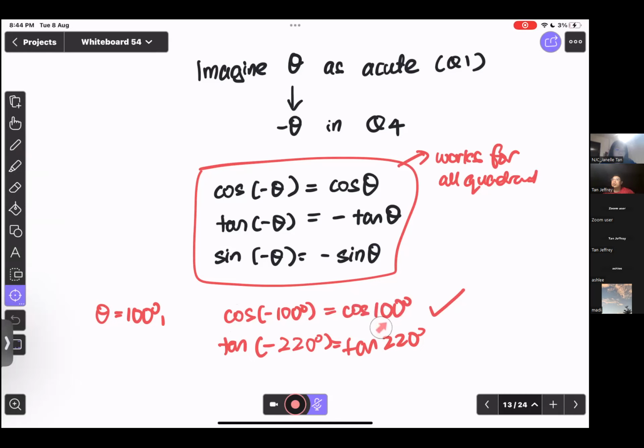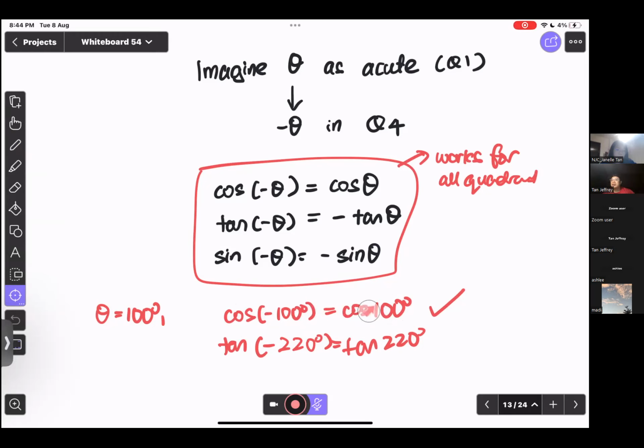You see, if it's third quadrant, what quadrant will this be? This will also be third quadrant. Already this is second quadrant, this is third quadrant. They are still both negative. So it works for all.